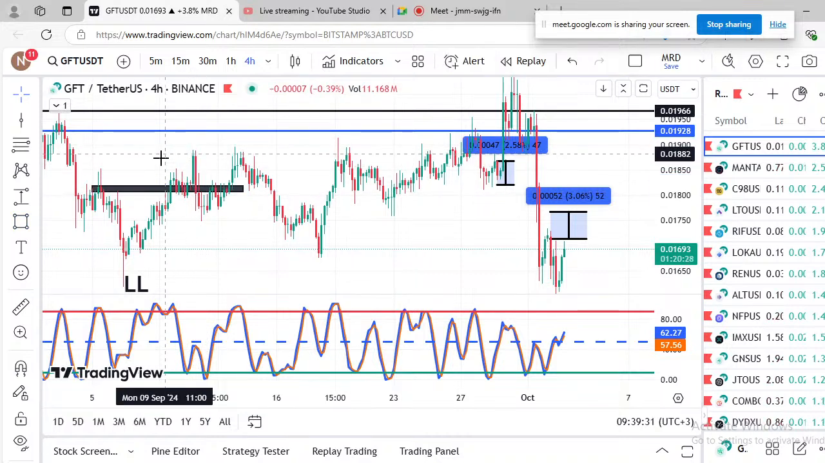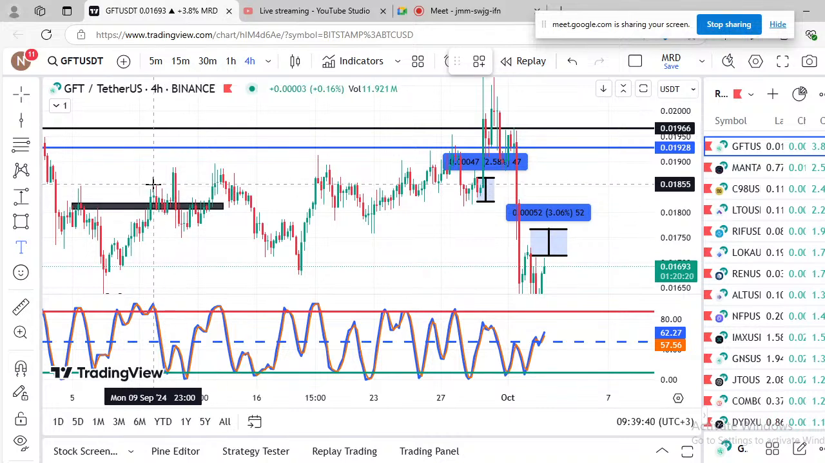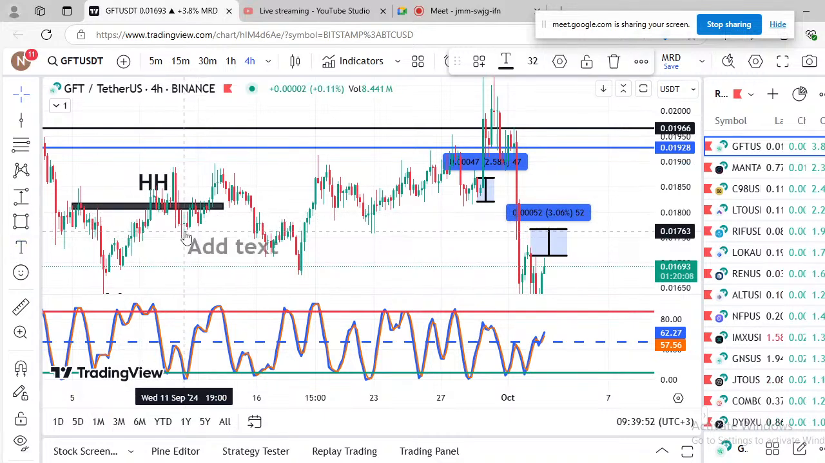This is the first high. After crossing above, this is the first high here at this point. After confirming that this is the high, we can see the market now coming back to this point, forming a higher low.